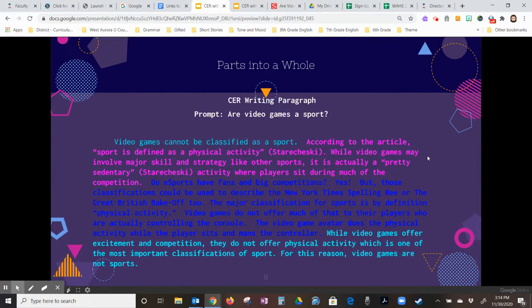So here's our paragraph. Video games cannot be classified as a sport. According to the article, sport is defined as a physical activity. And I had to give credit to the author because remember, these are not my words. While video games may involve major skill and strategy like other sports, it is actually a pretty sedentary activity where players sit during much of the competition.